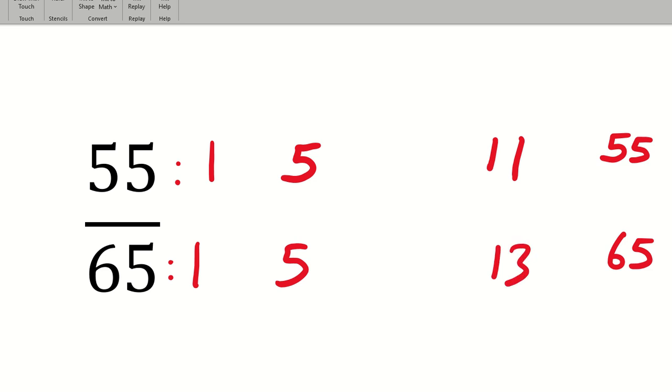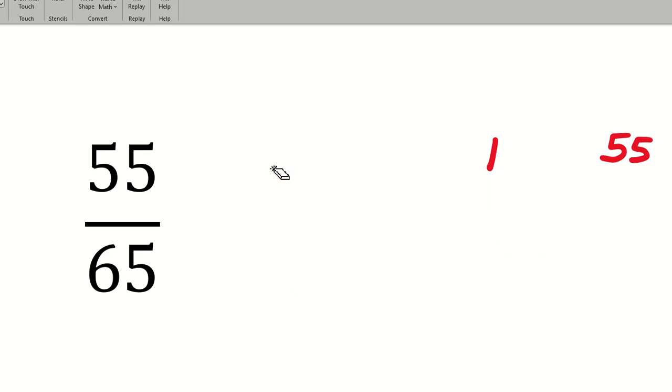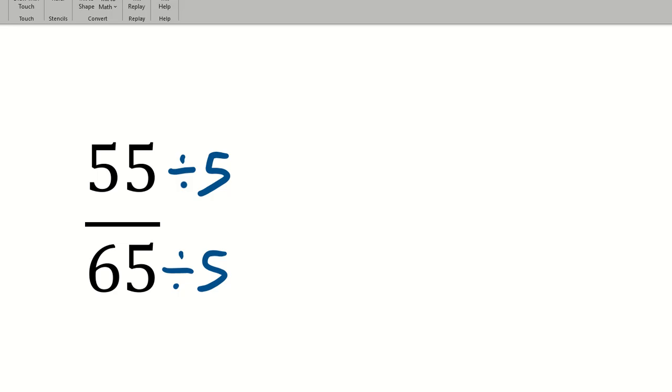And that's just about it, y'all. So what is the biggest number that appears on both lists? Well, looks like it's 5, y'all. So let's go ahead and divide the top and the bottom number by 5. Let's see what we have here. 55 divided by 5 and 65 divided by 5. We know that 55 divided by 5 is 11. And 65 divided by 5 is 13.